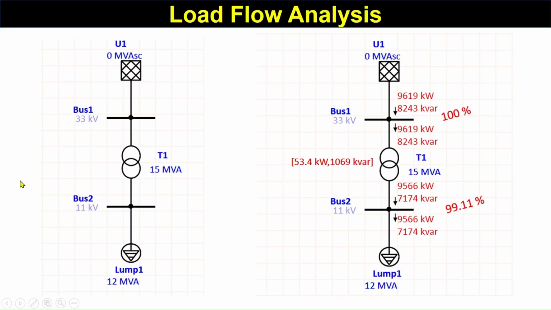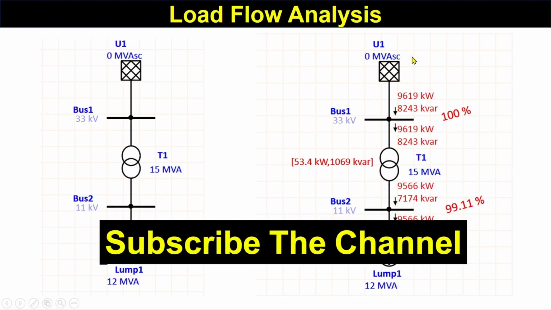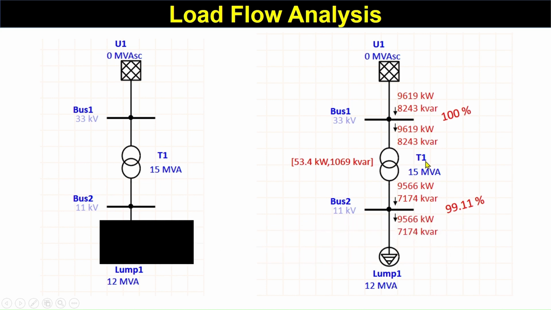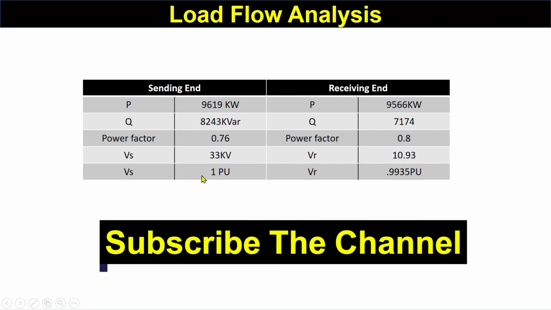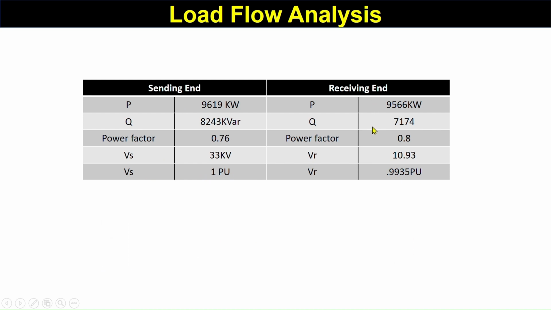In this lecture, we will create this simple electrical system in which there is an infinite bus or a grid, then there is a 33 kV bus, and there is a 15 MVA transformer, and then there is a lumped load of 12 MVA at an 11 kV bus. The results which we will get after performing the load flow analysis in ETAP are these results: sending end active power, reactive power, power factor, voltage at the sending end and the receiving end in the per unit system, and the same data for the receiving end. And then we will compare these results with hand calculations.